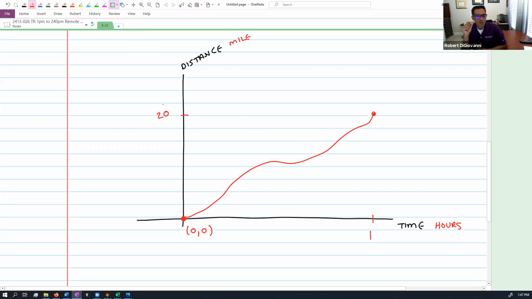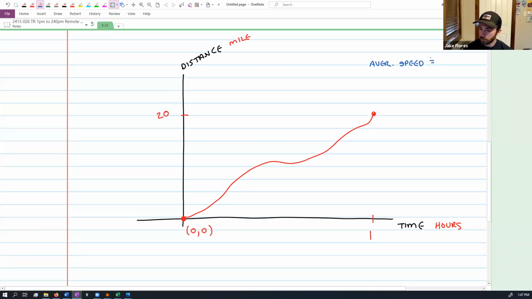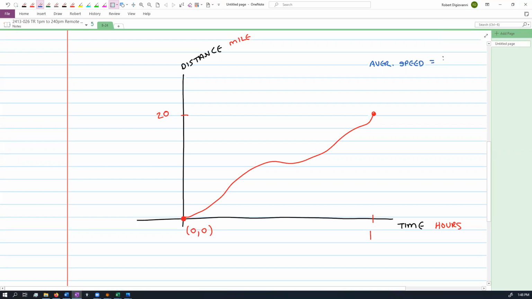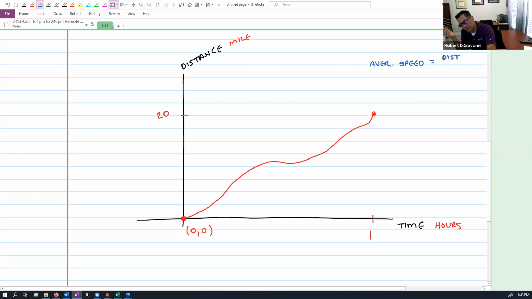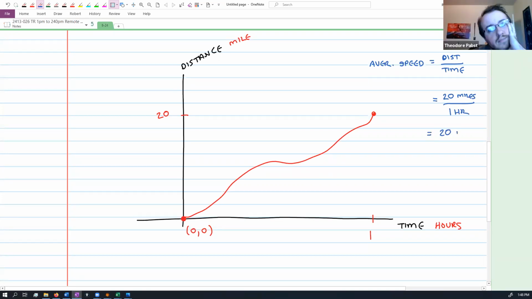So what was your average speed? What is the definition of speed? Distance over time. The distance you travel divided by the time it takes you to do it, right? So for this particular trip, the average speed would be what? How far did we go? 20 miles. And how long did it take us? 1 hour. So our average speed would have been 20 miles per hour, right? I'm just going to put MPH. That would have been your average speed, 20 miles per hour.